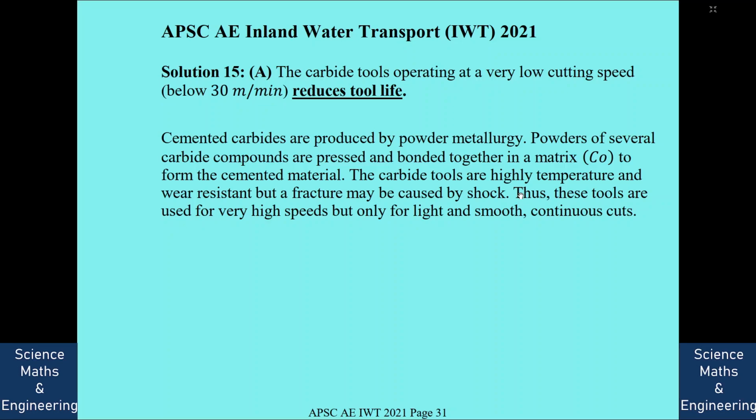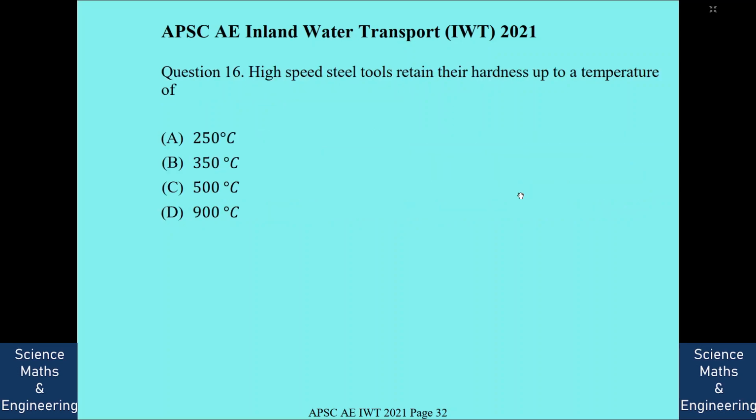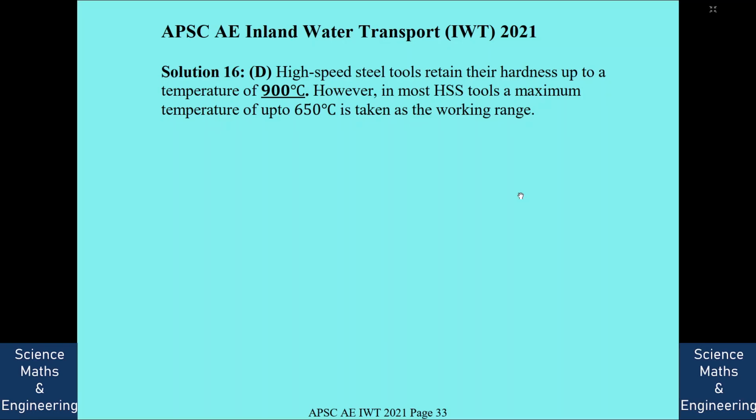Okay. Next, high speed steel tools retain the hardness up to a temperature of A, 250 degrees centigrade, B, 350 degrees centigrade, C, 500 degrees centigrade, or D, 900 degrees centigrade. So the answer is it retains up to 900 degrees centigrade. However, in most high speed tools, a maximum temperature of up to 650 degrees is taken as the working range. Okay, so the working range is still 650, but it can still retain its hardness up to 900 degrees centigrade.